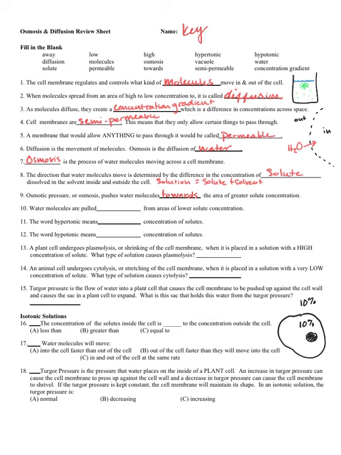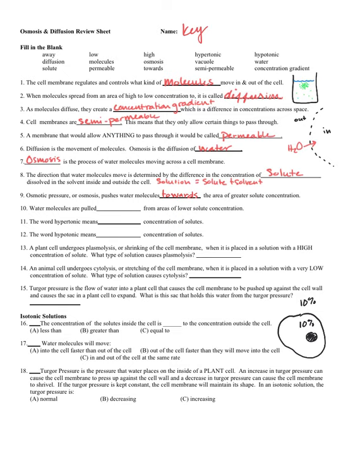Number 11. The word hypertonic means high concentration of solutes. So when you have a hypertonic solution, it means there is a high concentration of solutes or a lot of dissolved solutes in that solution. Number 12, the word hypotonic means low concentration of solutes. So if you have a dilute solution that has a very small number of dissolved solutes, that means that it's a hypotonic solution typically.